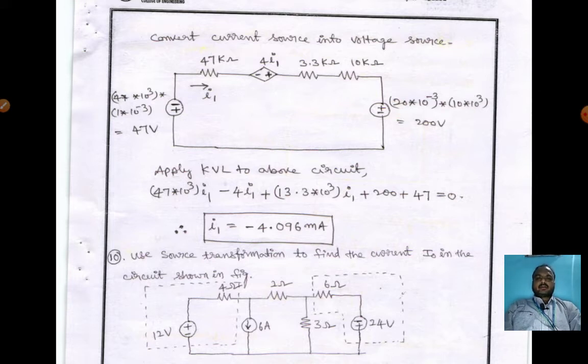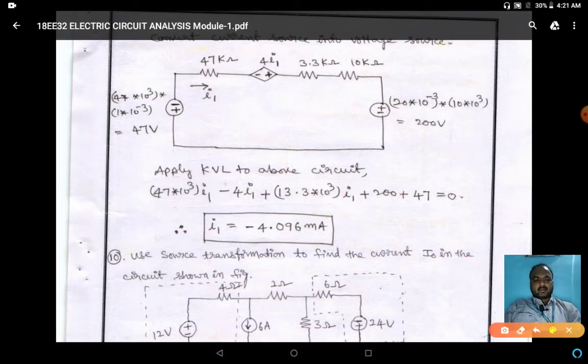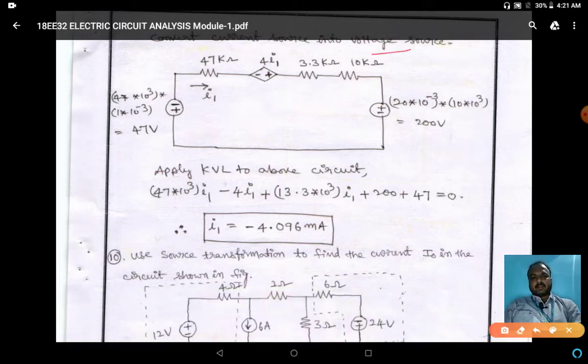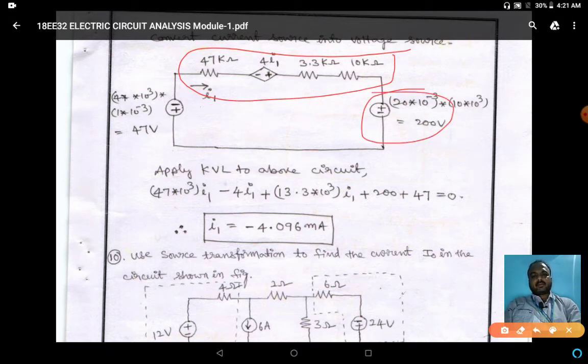Now how is the circuit? The circuit looks like a series circuit. All these elements are connected in series with the 200 volt voltage source and the 47 volt voltage source. Now apply KVL to the above circuit.